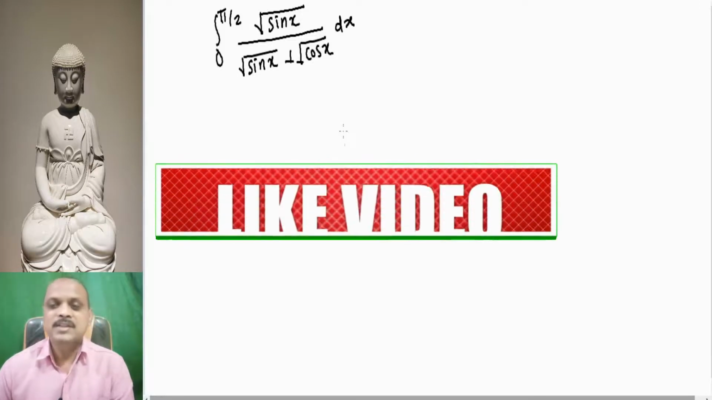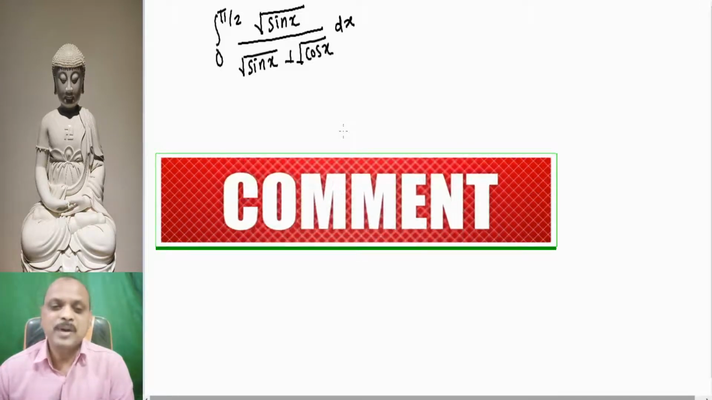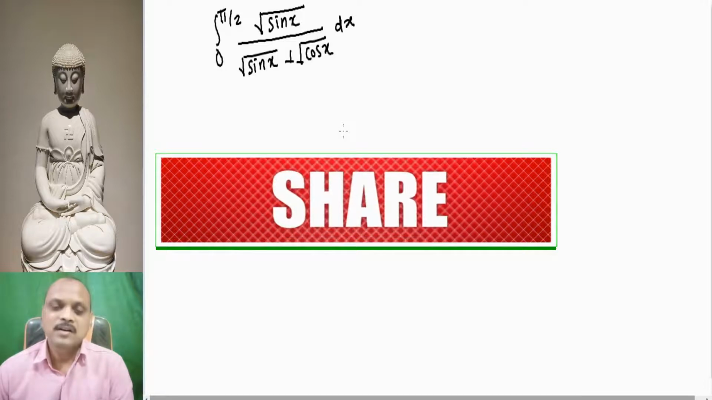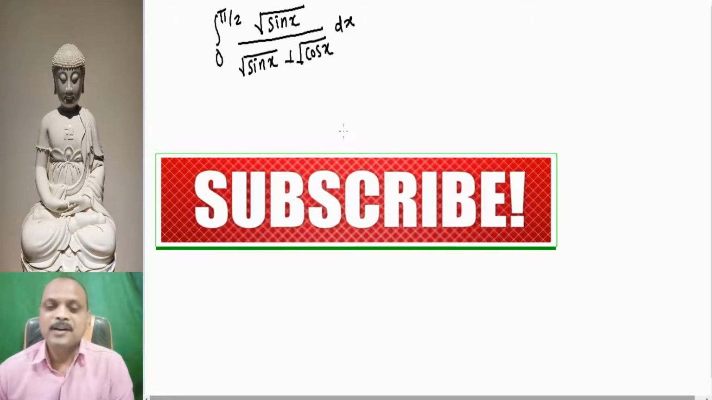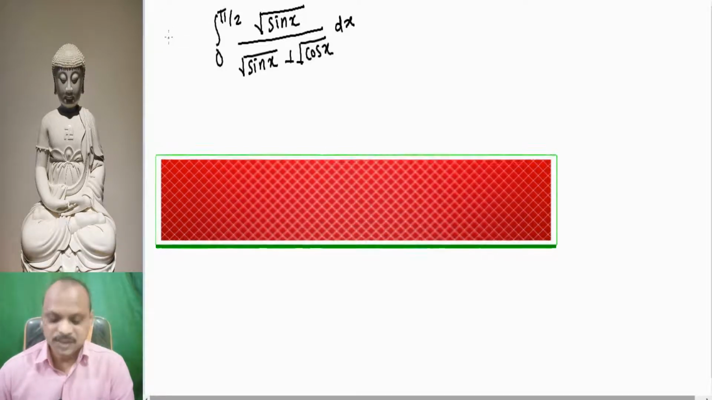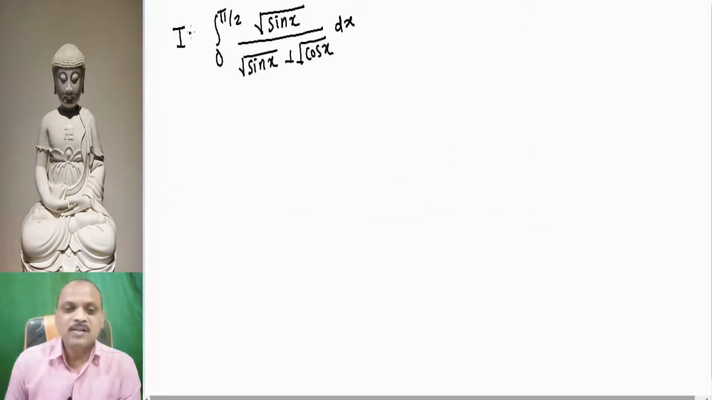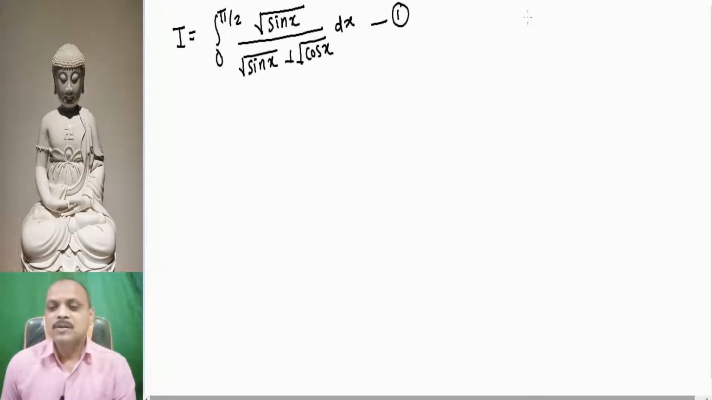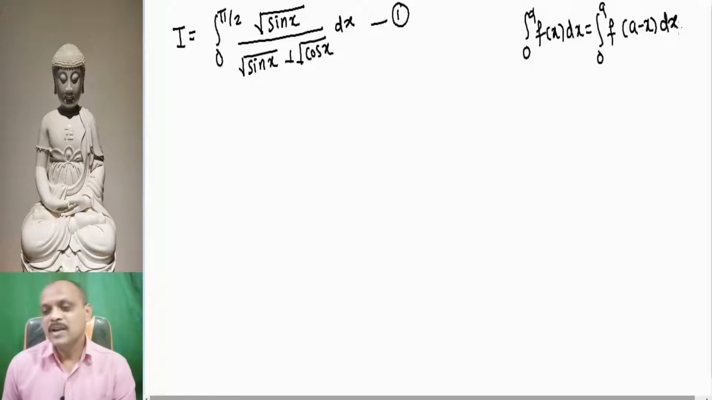We evaluate the integration from 0 to pi by 2 of root of sin x divided by root of sin x plus root of cos x into dx. Let us call this I equal to, this is number 1. Now we will apply the fourth property: integration 0 to a f of x into dx equals integration 0 to a f of a minus x into dx.